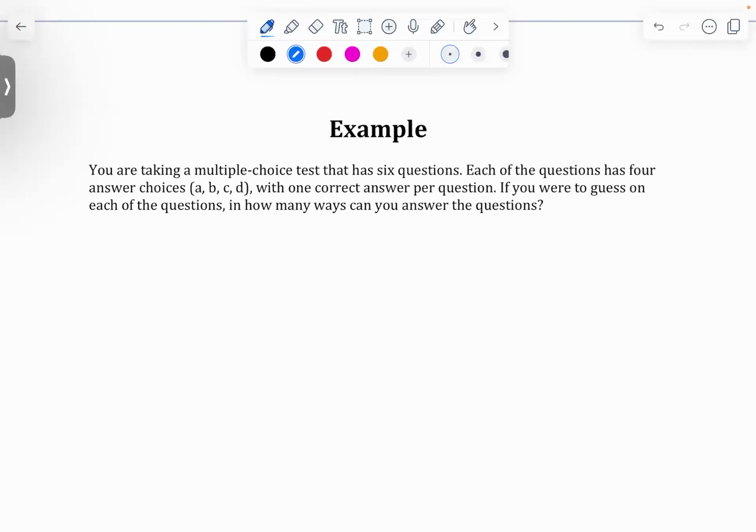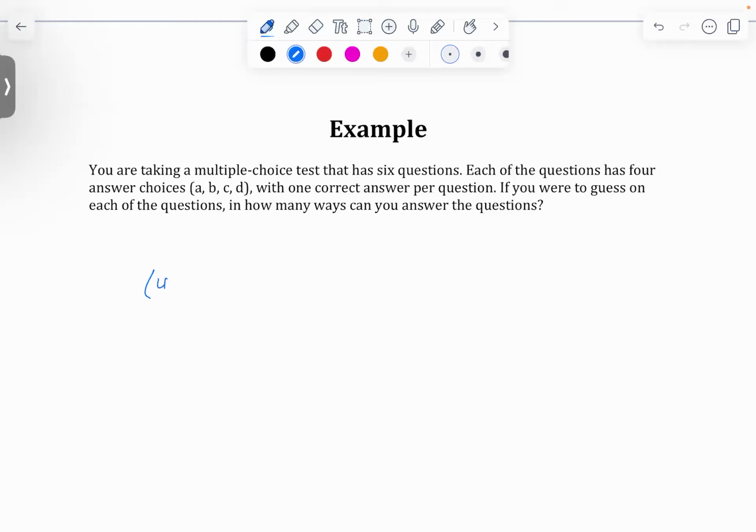What gets more interesting is when you have lots of options and more things are happening. So we're taking a multiple choice test that has 6 questions. Each question has 4 answer choices, A, B, C, or D, with one correct answer per question. If you were to guess on each question, in how many ways can you answer the test?